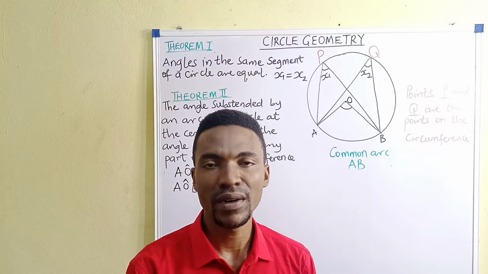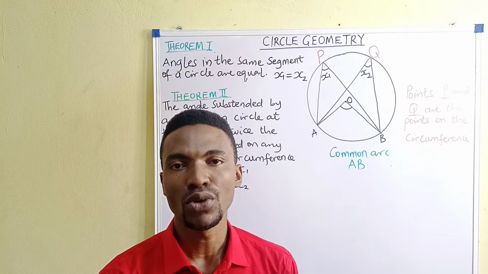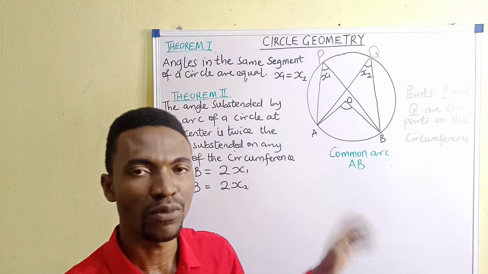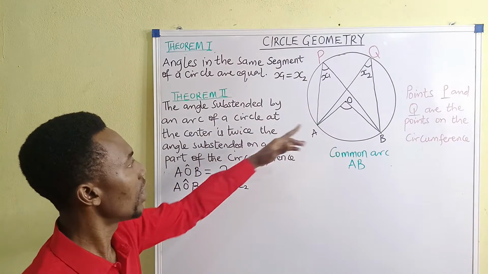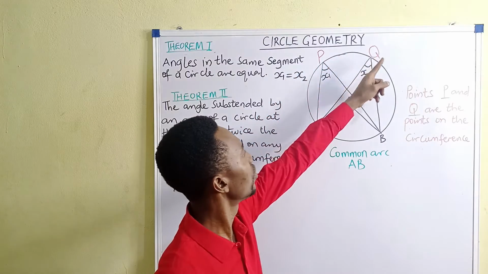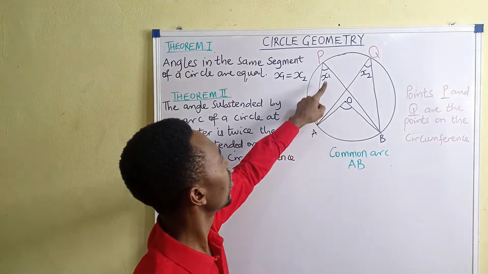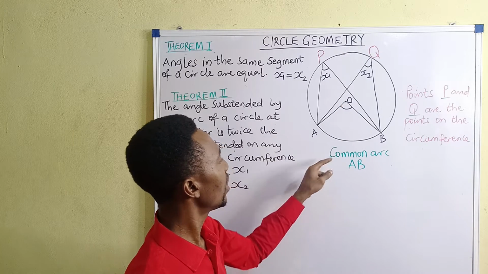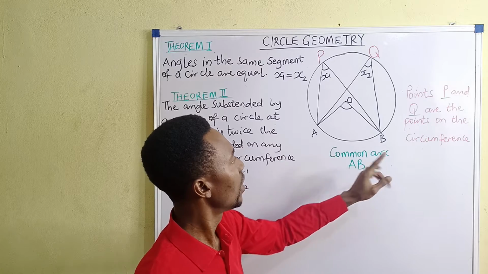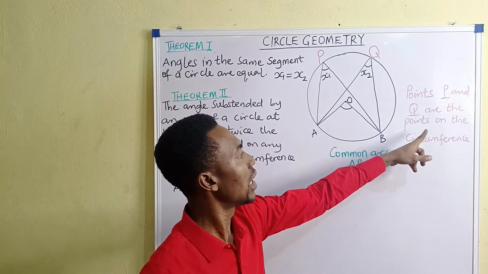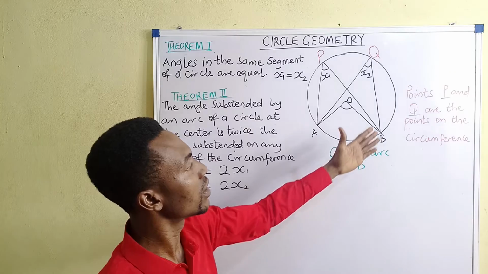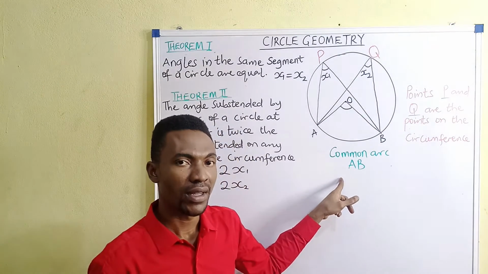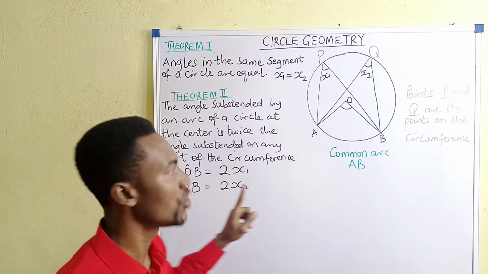And so it's very important we pay attention to know and understand these theorems so we can use them to solve problems. So let's go. We have this shape. We have PQAB, a circle with x1, x2. O is the center of the circle with a common arc AB, and points P and Q are points on the circumference. So we are given that points P and Q are on the circumference, and also there's a common arc AB. Now let's go to the theorems.